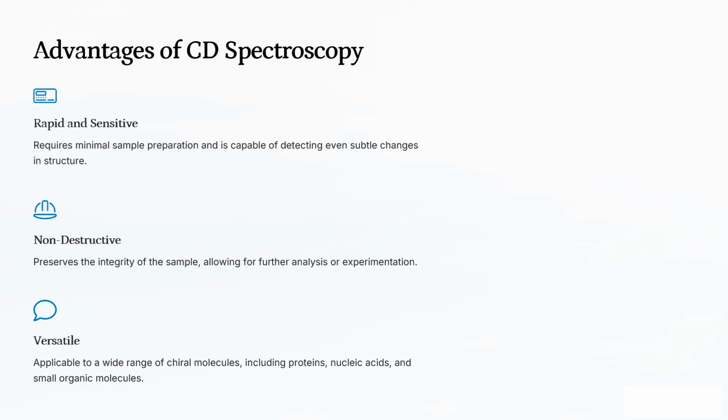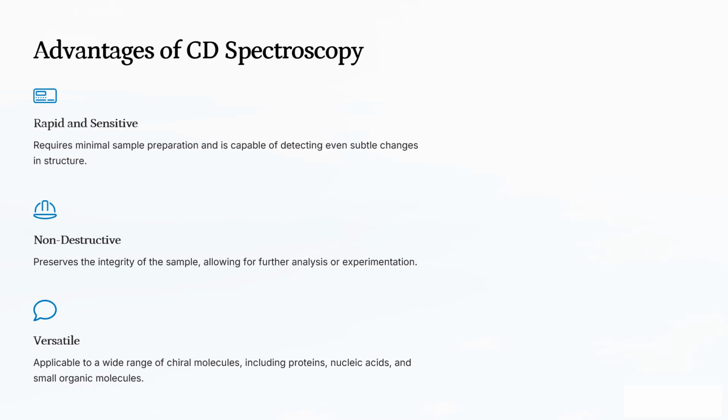Next come the advantages. There are many advantages to using CD spectroscopy. Some of them are that it is rapid and sensitive. It is rapid and requires minimum sample preparation. It is capable of detecting even subtle changes in structure. The second advantage is that it is non-destructive. It preserves the integrity of the sample and allows for further analysis or experimentation without making a new sample.